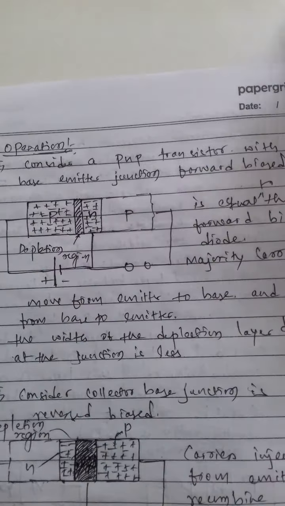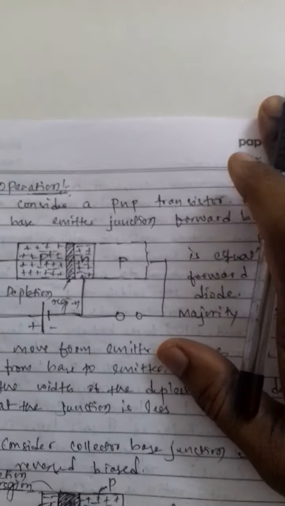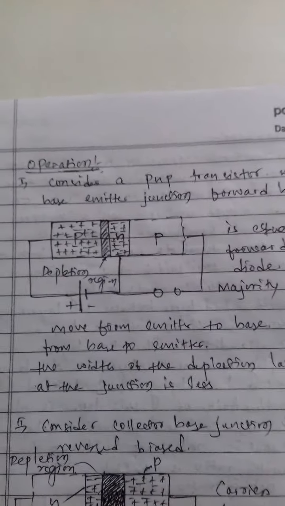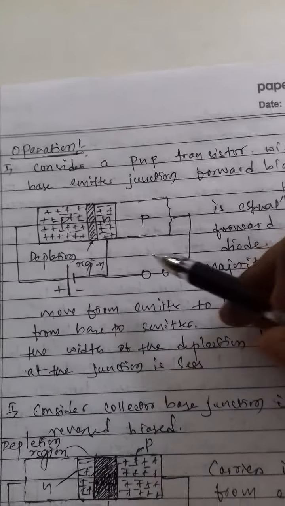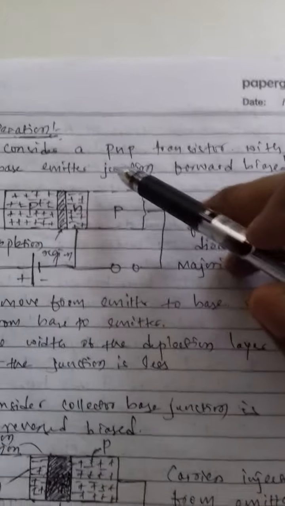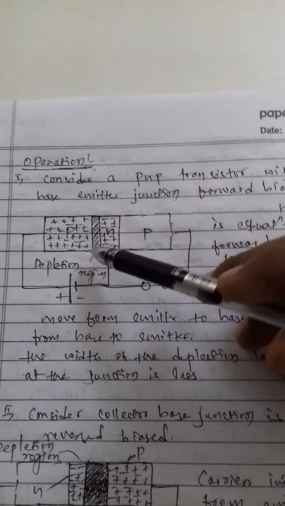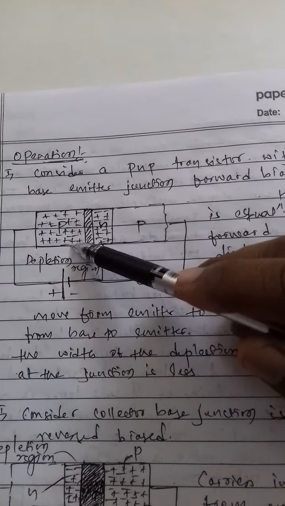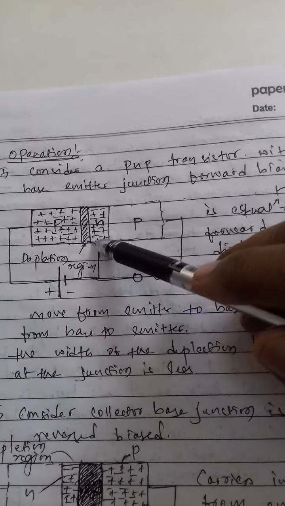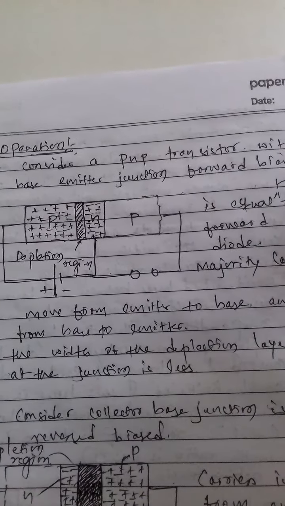Operation. That completes the construction, how we construct a transistor. Now the operation of a transistor. Consider a PNP transistor with the base emitter junction forward biased. Here only the first junction, that is the base emitter junction, is considered. Leave aside the collector base junction.